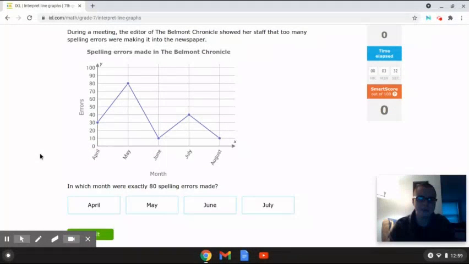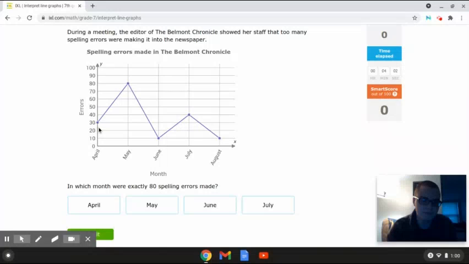Alrighty, so this last problem reads, during a meeting, the editor of the Belmont Chronicle showed her staff that too many spelling errors were making it into the newspaper. This line graph is showing us the spelling errors made in the Belmont Chronicle. The x-axis is showing us the months, and the y-axis is showing us the number of errors. This question is asking us, in which month were exactly 80 spelling errors made? And the answer choices are April, May, June, or July.